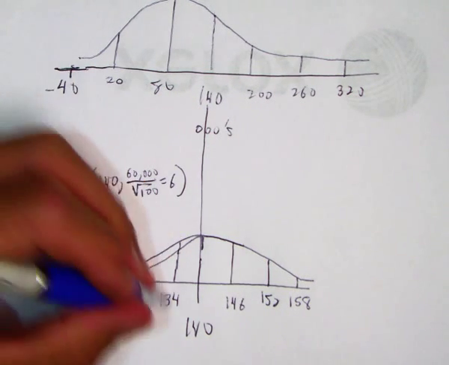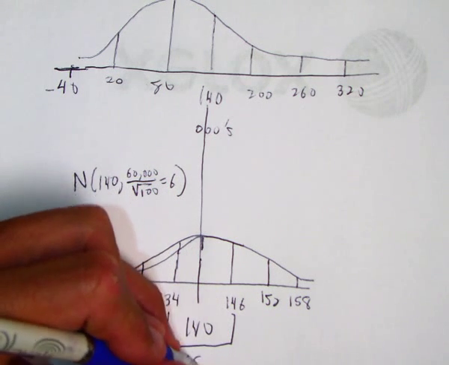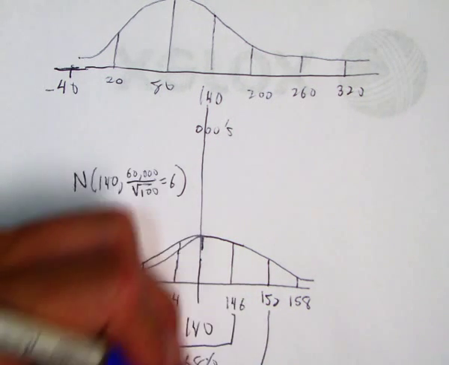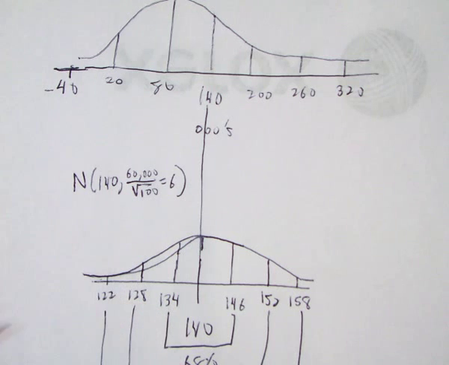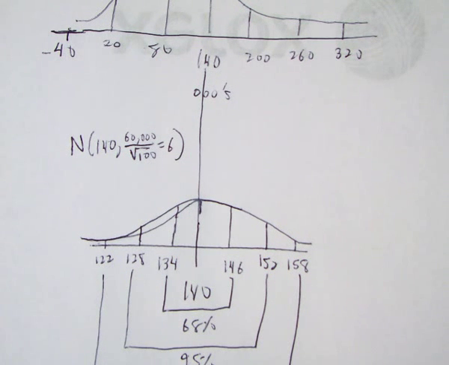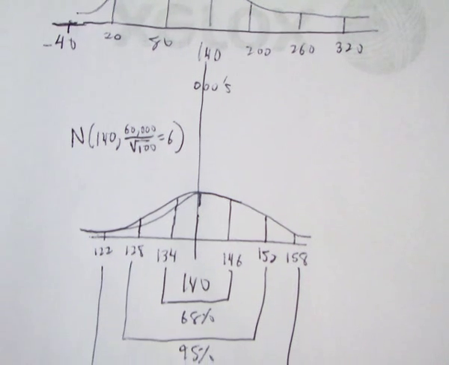Okay, now this is 68%, this is 95%, and this is 99.7%. So in that sample, 68% of the sample means will be between 134 and 146,000. 95% would be between 128 and 152,000, and 99.7% of the samples would have a mean between 122 and 158. Okay, given those 100 houses.